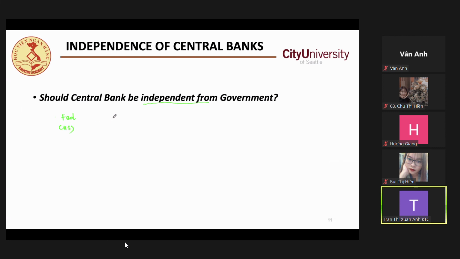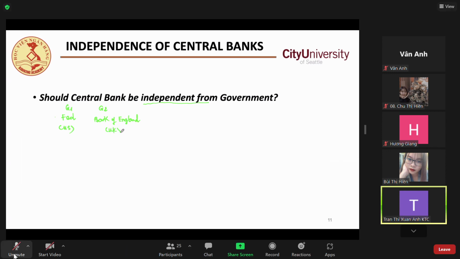Okay, group 2, you mention the central bank of England. We call it the Bank of England. Bank of England. Good to see my writing, students. That is from the UK. What does it mean? Okay, I write the name and I raise a question later.